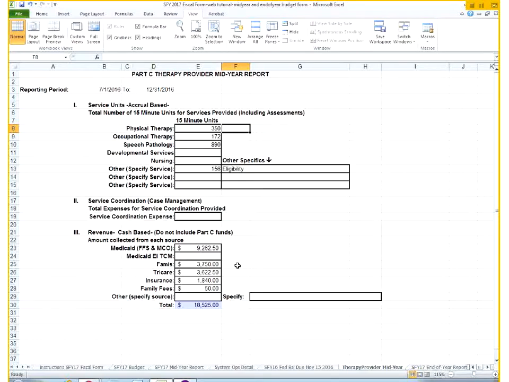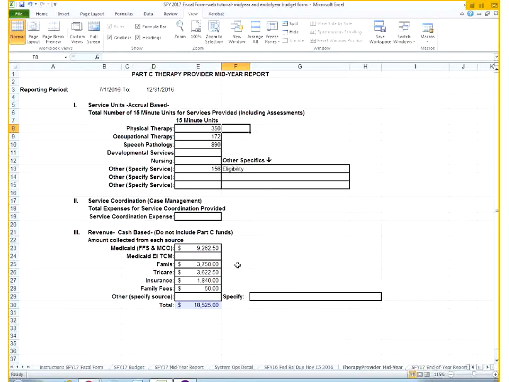However, if the contractor does their own billing and the contractor receives the revenue, then that revenue is recorded here. And you should advise your contract providers, just as Talisha said for your mid-year report, that this should be actual revenues received, not pending insurance reimbursements, but actual revenues received at the mid-year point. So you receive all the individual contract provider therapy reports.